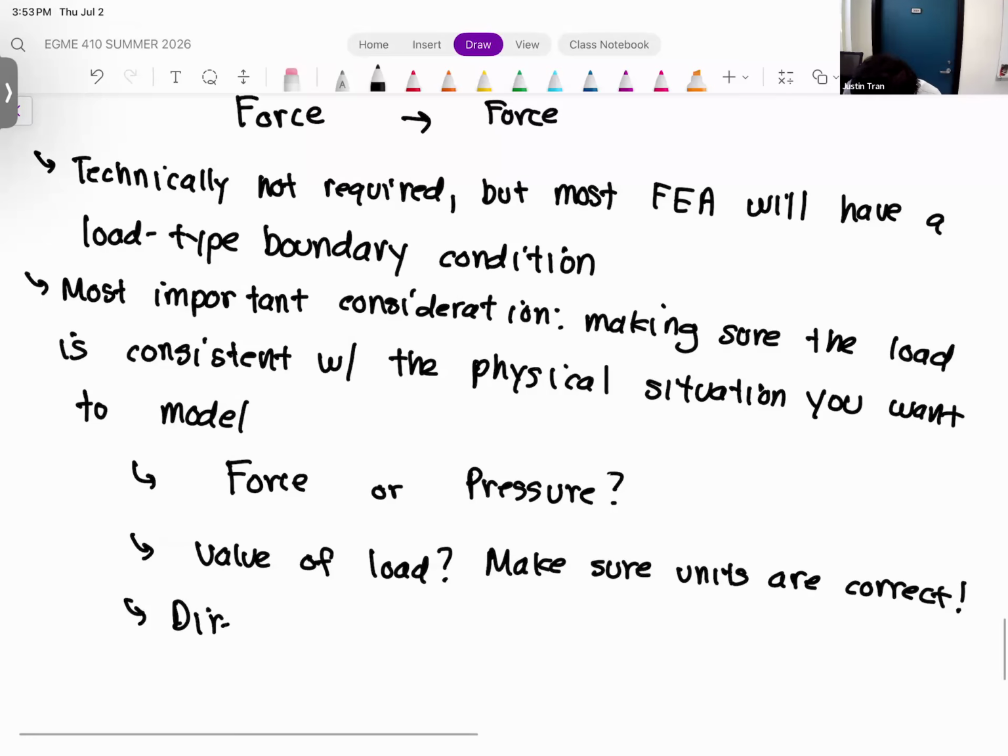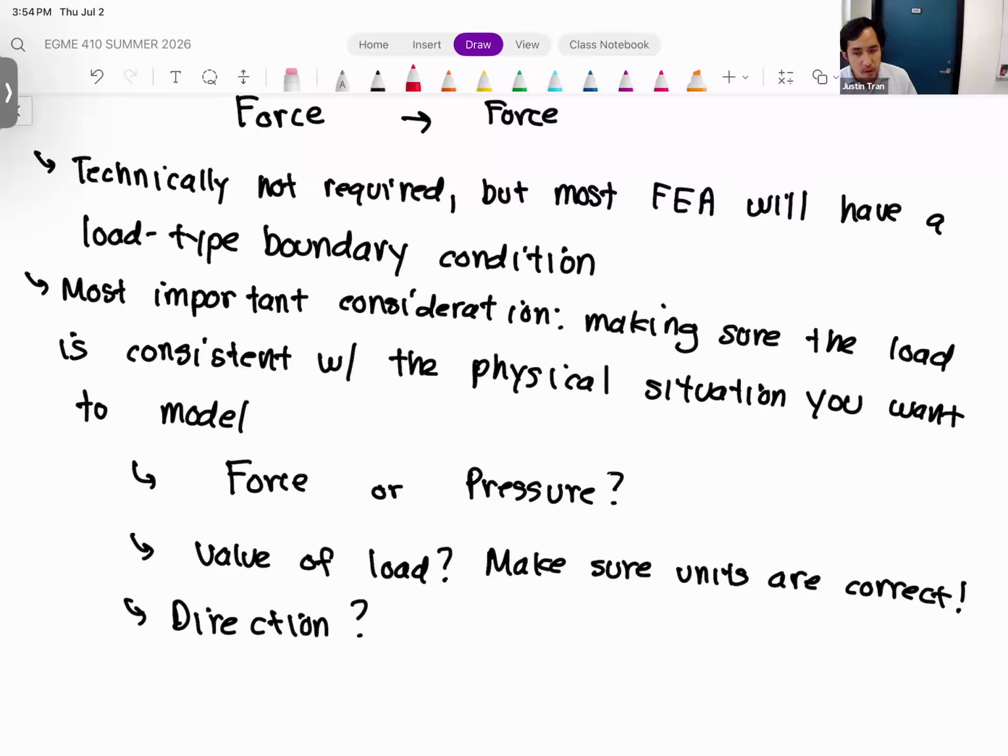Next is the direction. You want to make sure that your direction is correct. And it's not just as simple as applying a tensile force or compressive force. A lot of times you're going to have forces that go in somewhat of an oblique direction based on your physical situation. So you want to make sure that you check the direction to make it correct. Okay. And so if you remember from yesterday, the way that we applied the force yesterday was we changed the force application to component. So in my opinion, I think that's the most fail-safe way to apply your force boundary conditions because it forces you to think about what's the X component, what's the Y component, what's the Z component.